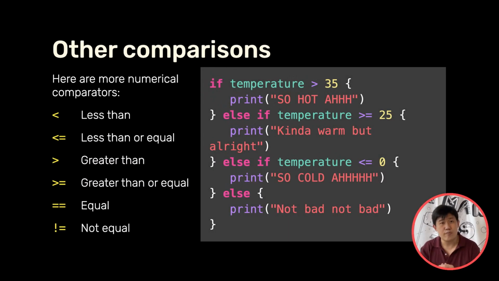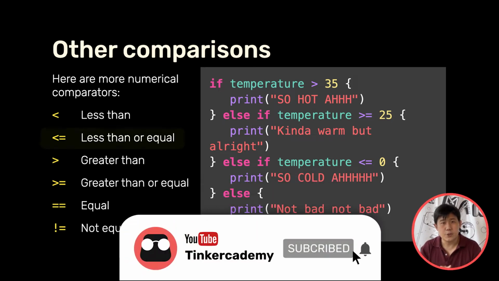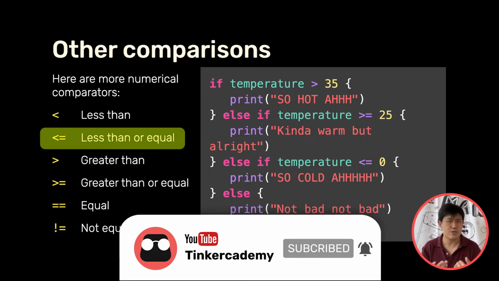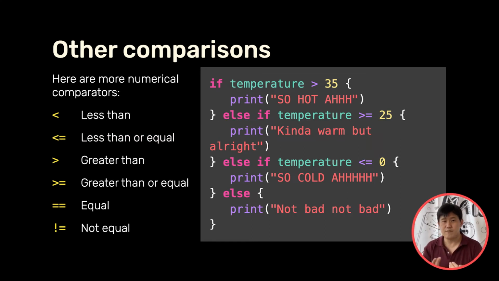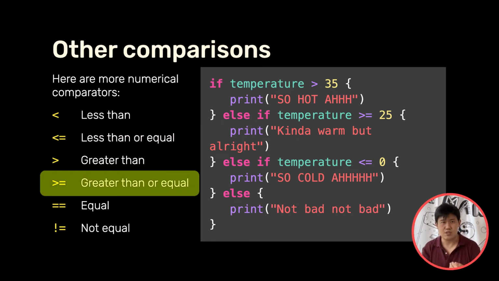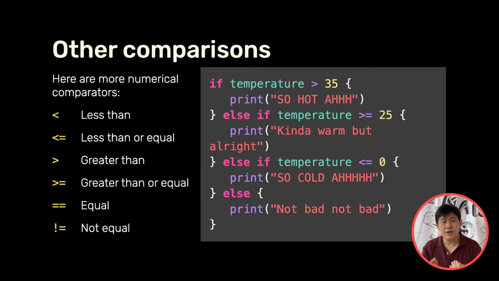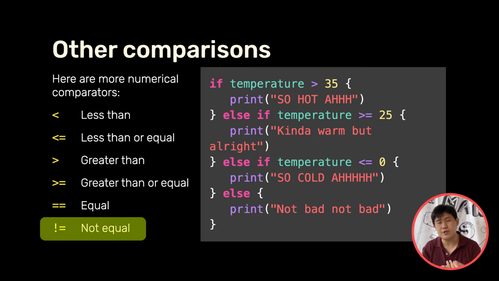Here are some more numerical comparators on the screen. As you can see, there are comparisons for less than or equals, which you just type by typing the less than sign followed by the equal sign. Next, there's a comparison for greater than or equals. And finally, at the very bottom, there is not equals. Not equals is if you ever want to check if a certain number is not equal to something else.